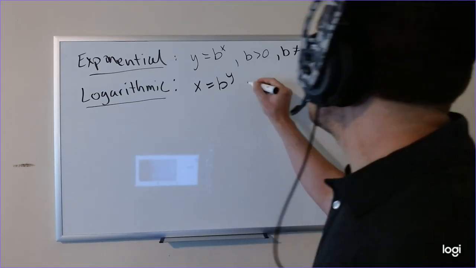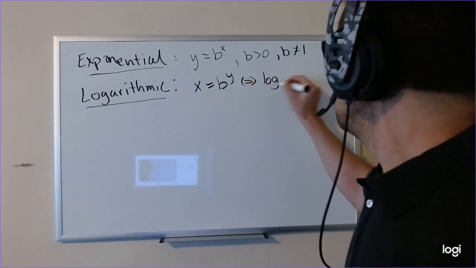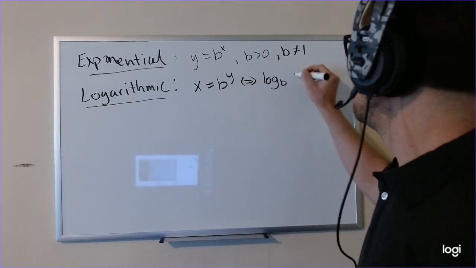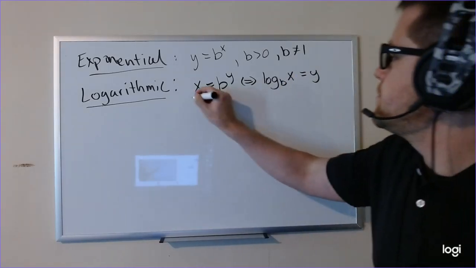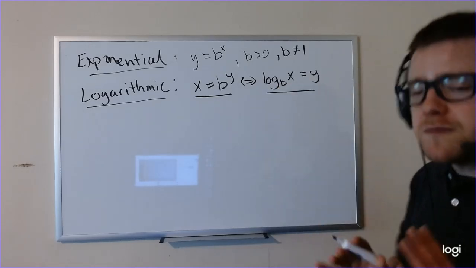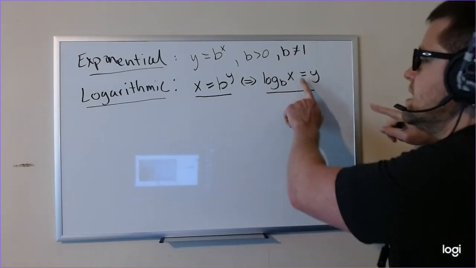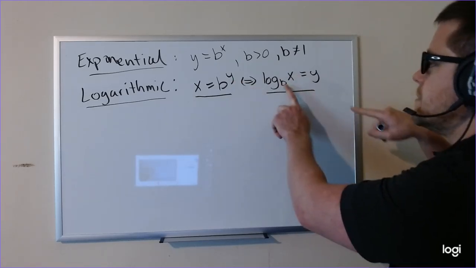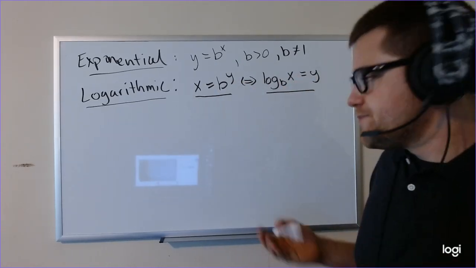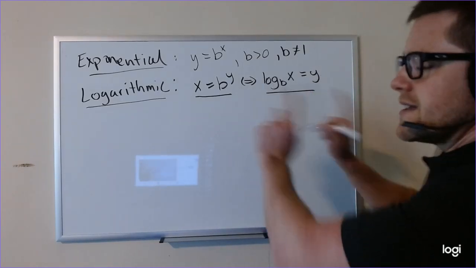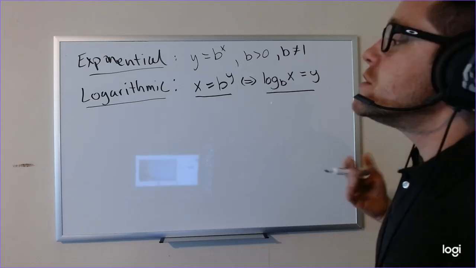So we're going to write this as, this is the notation we'll use, log base b of x equals y. So these are the same. This equation and this equation both mean the exact same thing. So if you ever see log base b of x, just think that's the exponent. The base b to that exponent gives me x. These are the same thing. All right.